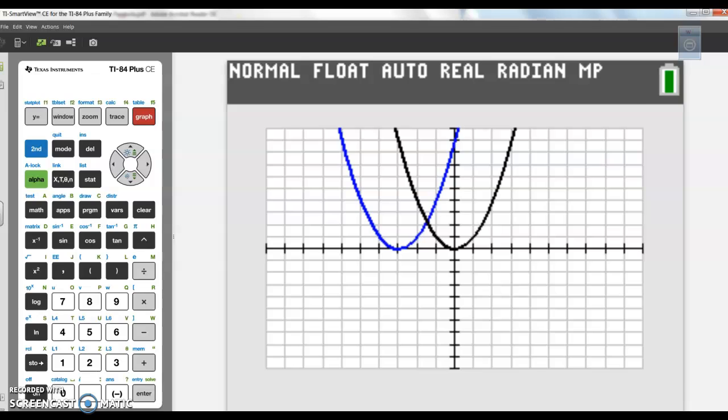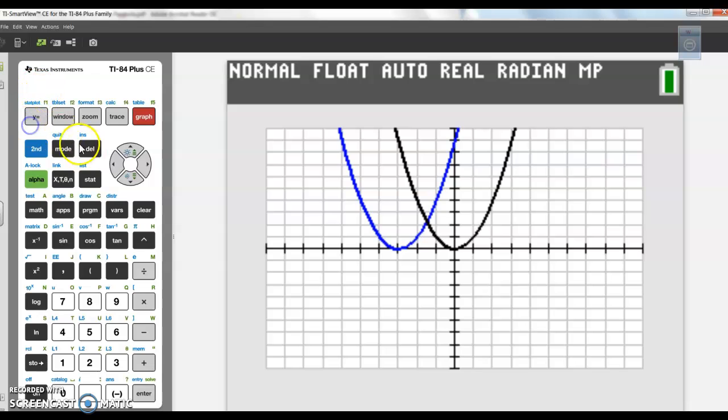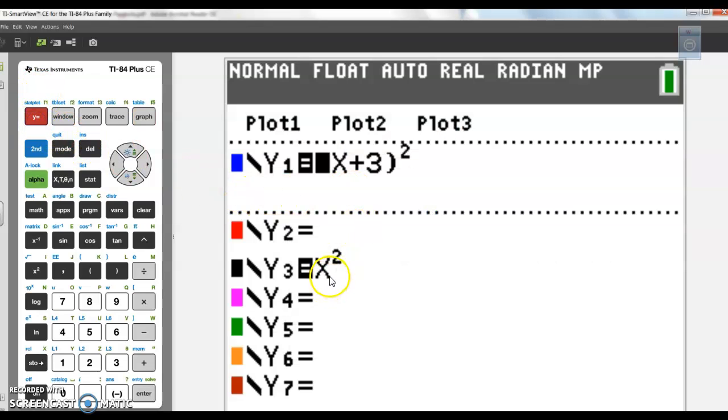Now, let's see what happens when we shift y equals x squared and do something to the x: x plus 3 squared and x minus 1 squared. So let's take a look at our calculator. I already have y equals x squared in here, and now I just put in y equals x plus 3 quantity squared. Now when I graph this, if you're affecting the x, which direction should you be going? Well, left and right. The x-axis goes left and right.